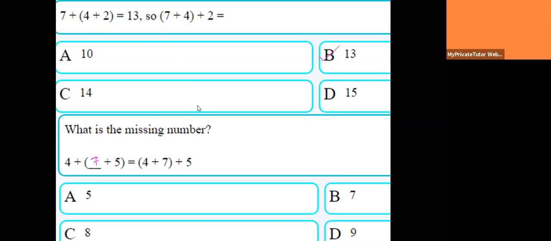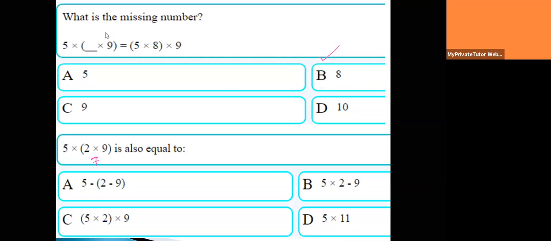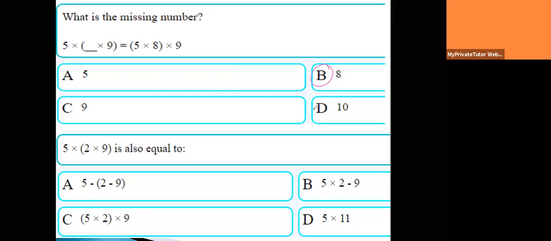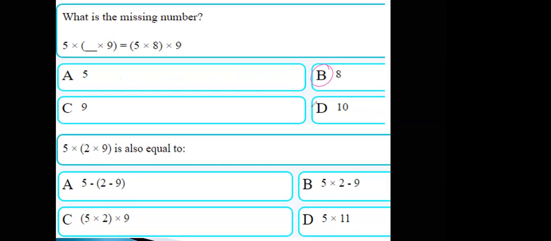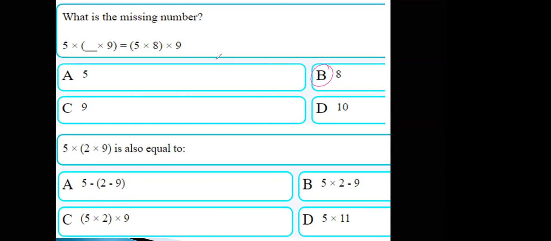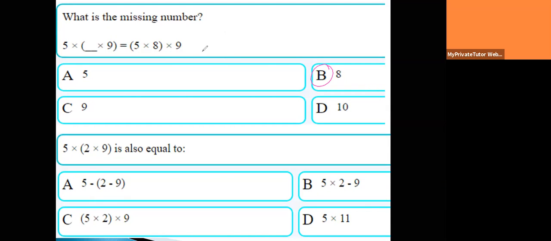Let's try the next two. What about this one? It's B. Can you please tell me the property? Associative property for multiplication. Excellent. We have to say that. The next one.